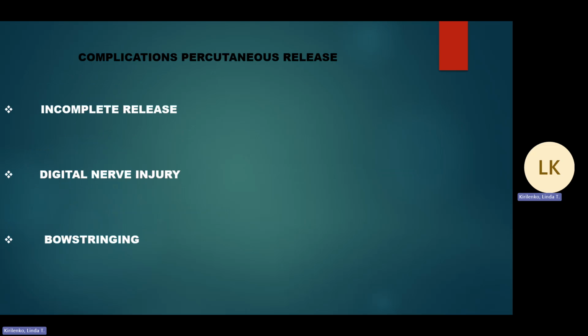Complications of percutaneous release: again, incomplete release, digital nerve injury, and bowstringing, but you would have to really move that needle pretty far to get both the A1 and A2 pulleys percutaneously.